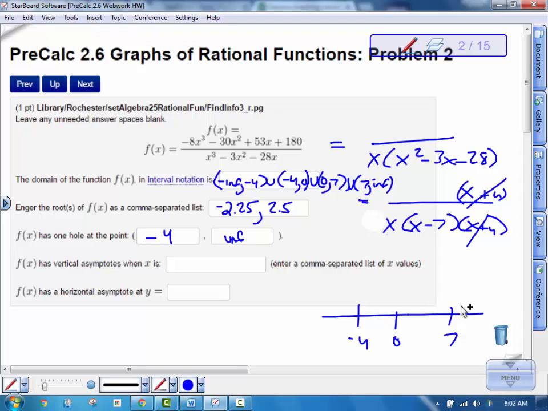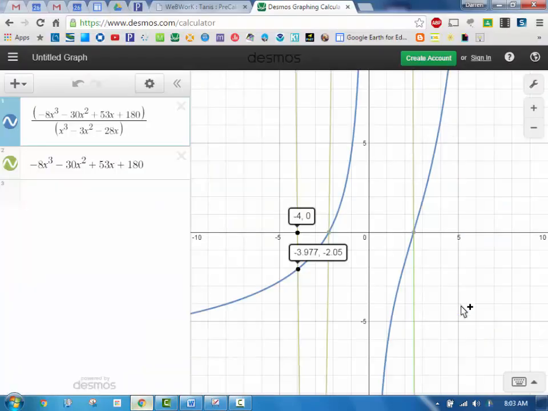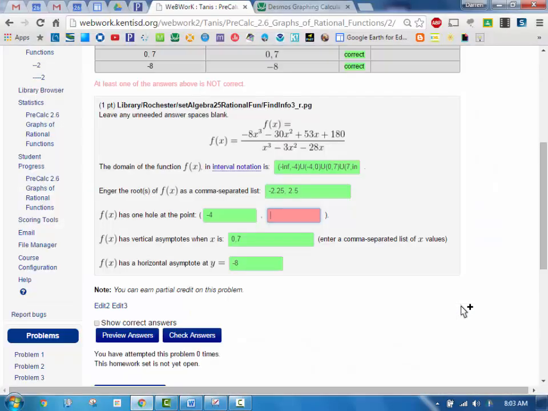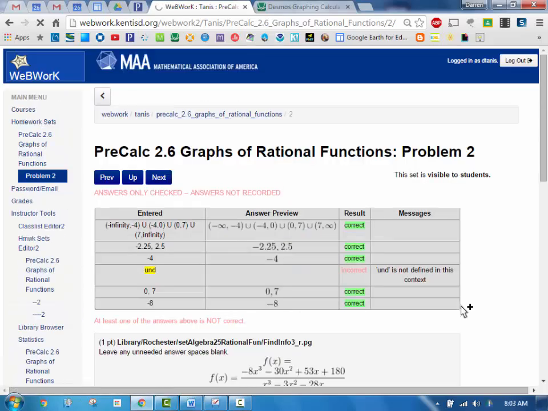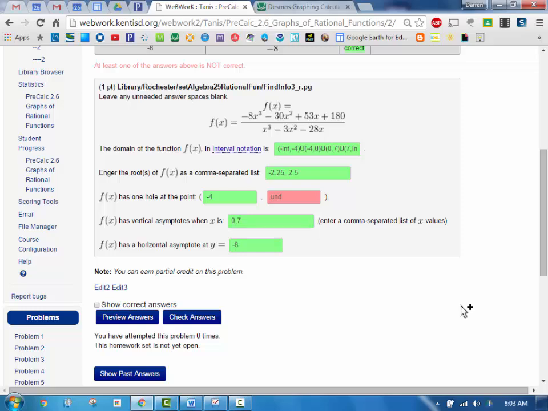So if you plug in negative 4, we know we get a 0 in the top, and we also know we get a 0 in the denominator, so 0 over 0 is undefined. I'm not sure what they want there. I tried some different things and it didn't accept it, but I guess I'll try one more, undefined. And it's not seeming to accept that, so I'm not sure what they want there.